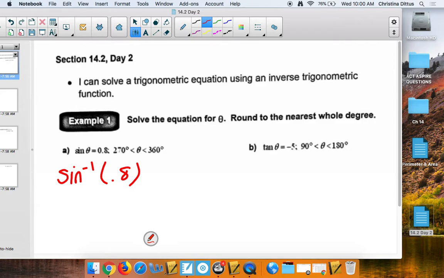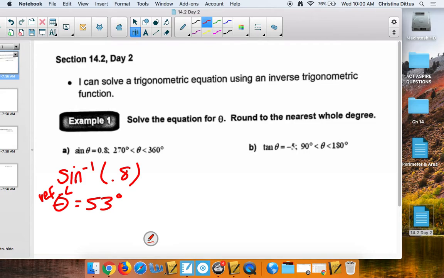53? We're going to round to the nearest degree, okay? Did everybody get 53 degrees? What your calculator spits out, we're going to call a reference angle. So we're going to call it a ref angle. Reference angle.